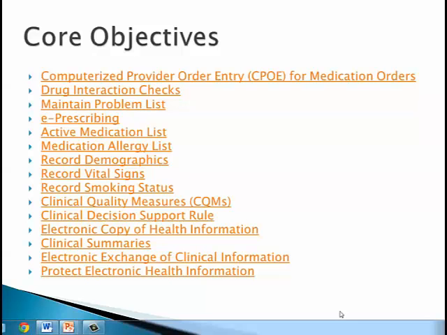Next, you need to be able to perform an electronic exchange of clinical information. They have health information exchanges, which I've mentioned in a previous module, and you need to be able to exchange clinical information with one of these clearinghouses or with just sharing information in other ways. And you need to protect the electronic health information.